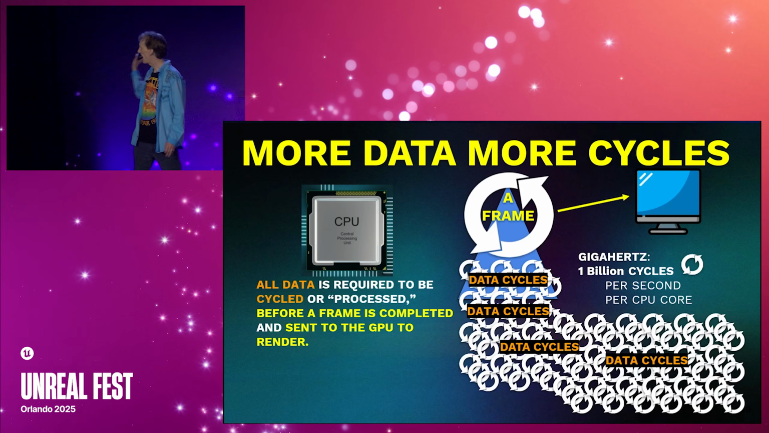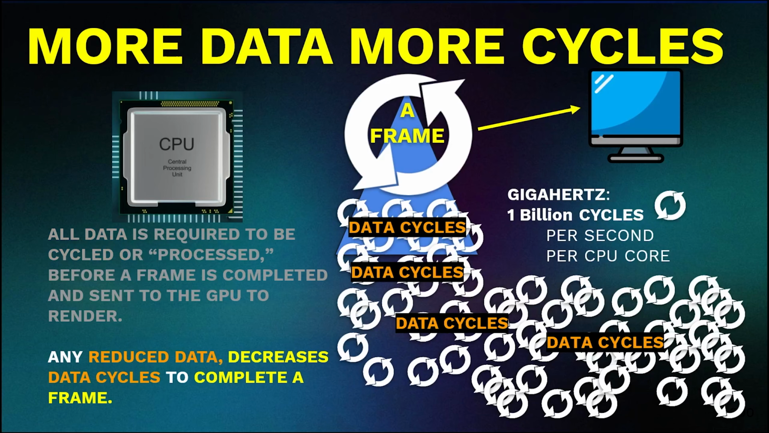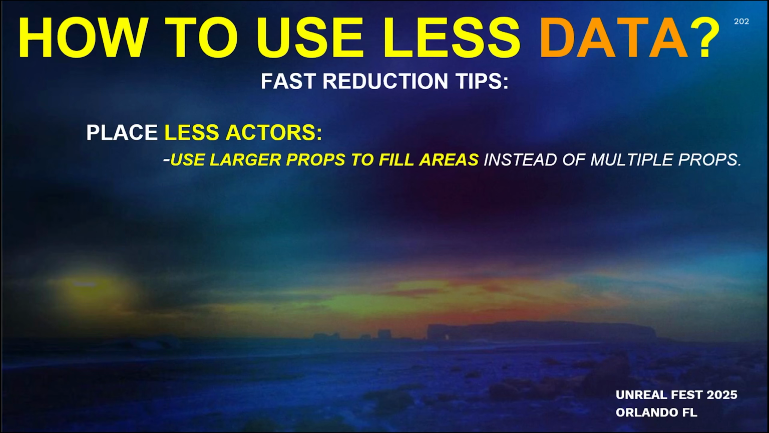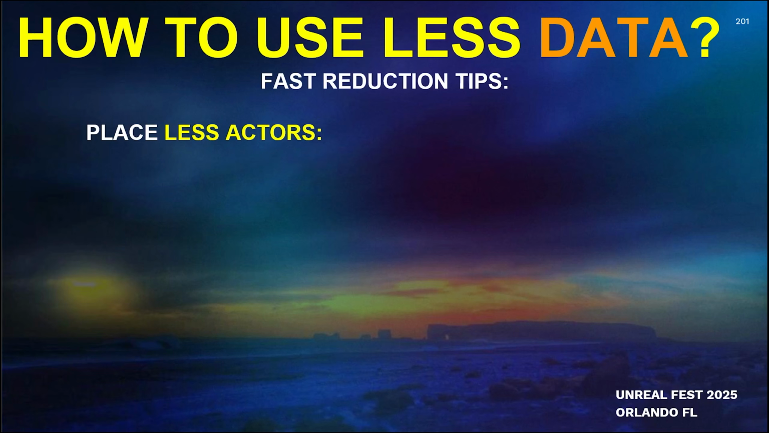So here's all of your data cycles from everything going on. Anything you cut out, anything you're checking off, is getting a little bit of that data out of there, so the cycle will happen faster. So how to place less actors, or how to do less data. I'm just going to go through some basically quick hits here on things to do.